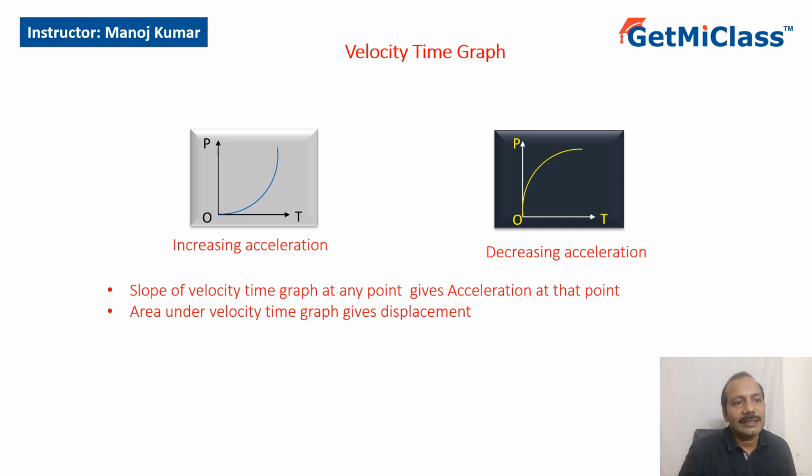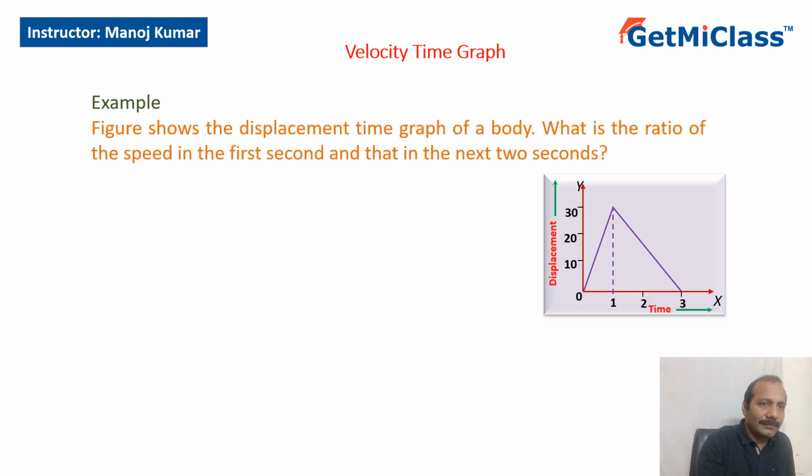Now again you can see that if slope increases, acceleration increases. So the first graph shows increasing acceleration, and as slope decreases, acceleration decreases. So the second graph shows decreasing acceleration. So the two things that we have to remember in case of velocity time graph are: the slope of a velocity time graph at any point gives acceleration at that point, and the area under velocity time graph always gives us displacement. Now let's look at a small example.